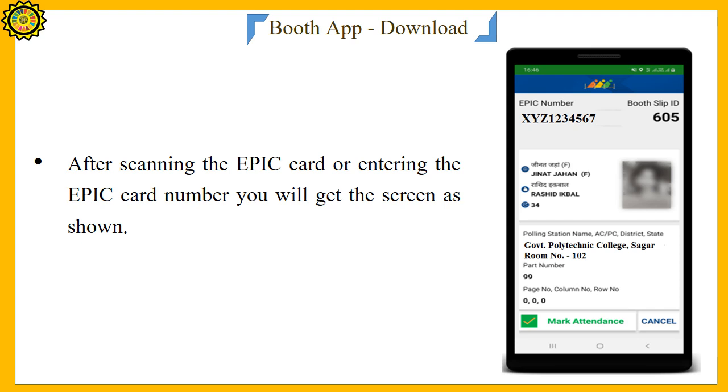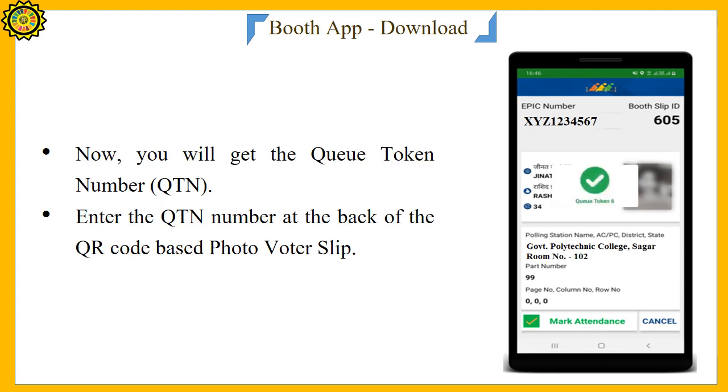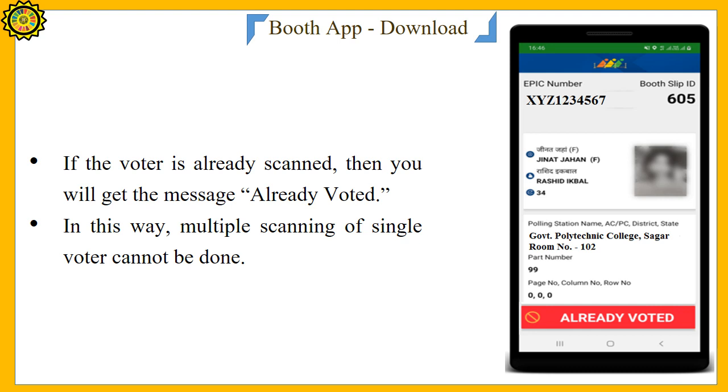After scanning the EPIC card or entering the EPIC card number, you will get the screen as shown. Now you will get the Q token number, that is the QTN number. Enter the QTN number at the back of the QR code based photo voter slip. If the voter is already scanned, then you will get the message already voted. In this way, multiple scanning of a single voter cannot be done.